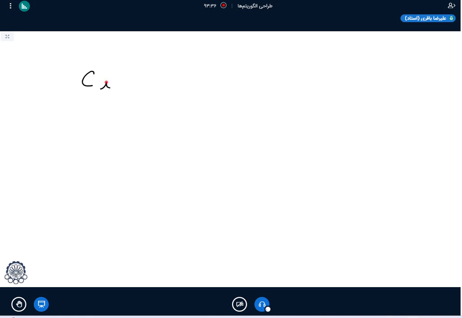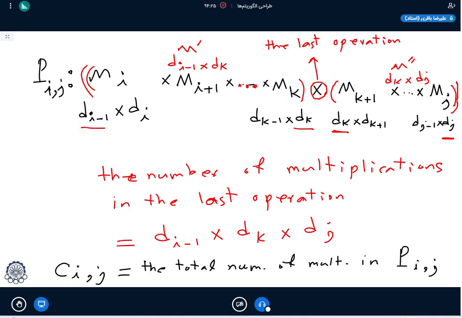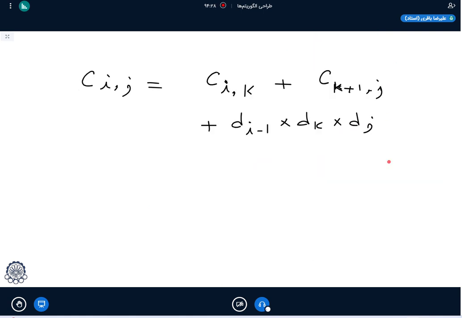So we can write this: Cij, which is the total number of multiplications, is equal to the number of multiplications that are done in the left side, which is denoted by Cik, plus the number of multiplications on the right side, which is denoted by C_{k+1,j}, plus the number of multiplications that are done during the last operation, which was d_{i-1} multiplied by d_k multiplied by d_j, as I wrote in the previous slide. So we get this formula.